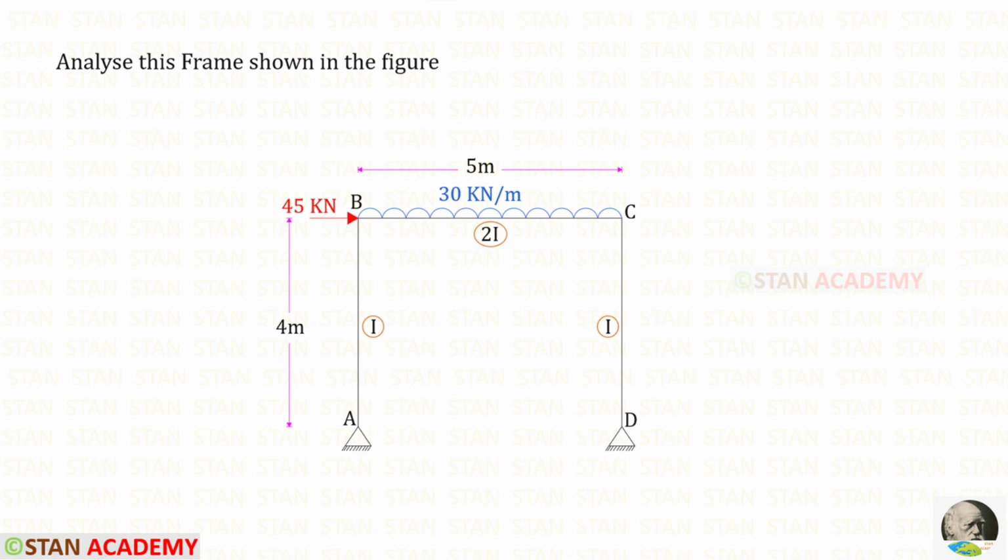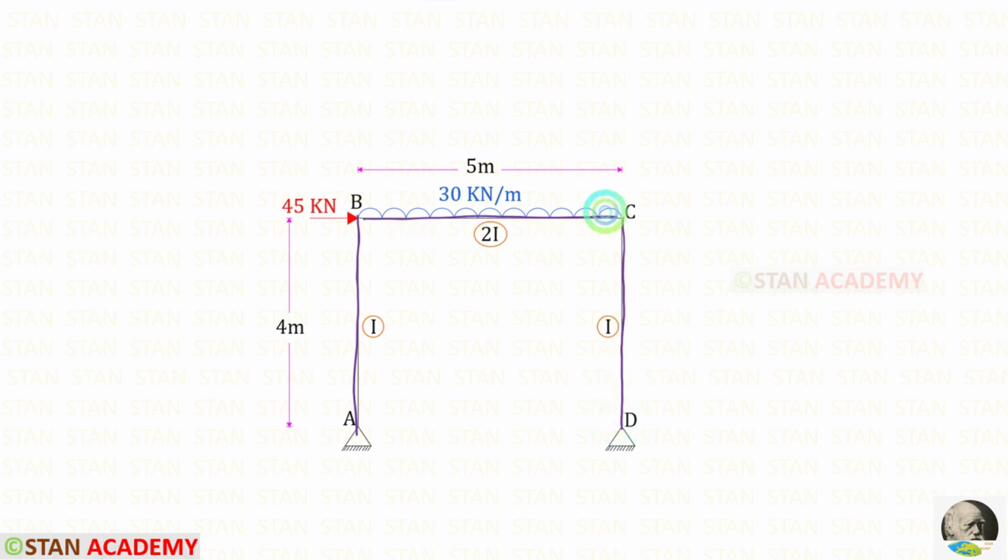Hello everyone. Today we are going to analyze this frame using the flexibility matrix method. In this frame there are two columns, column AB and column CD. Also there is a beam BC. In the columns there is no load.